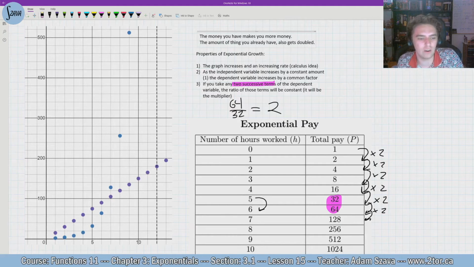Once you're at that 5-hour mark, I'm looking at the graph here, it's $32. Doubling that is going to get you twice as much, obviously. It's going to give you a $32 increase. So essentially, the amount of money you have is your increase here, in this case of doubling.